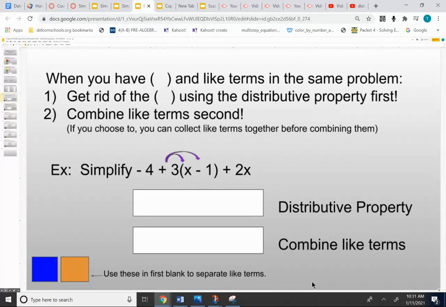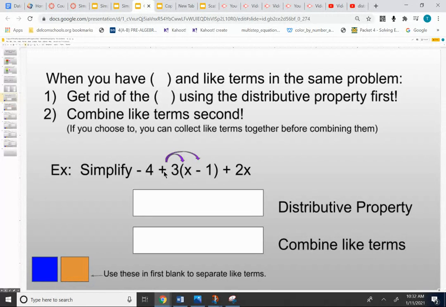Okay, so we have negative 4 plus 3 times x minus 1 plus 2x. So what you want to do is get rid of the parentheses first. You want to look at the number out front of your parentheses, which in this problem is a positive 3. Include the sign. It's a positive 3. We need to take that positive 3 times x minus 1.